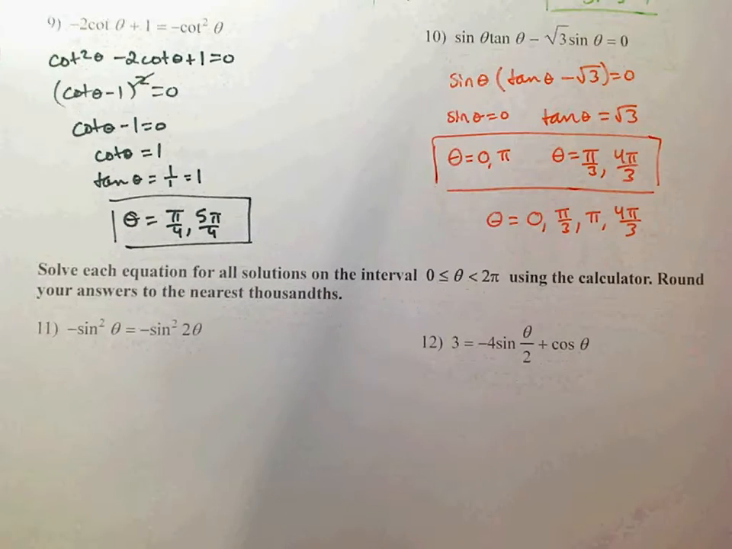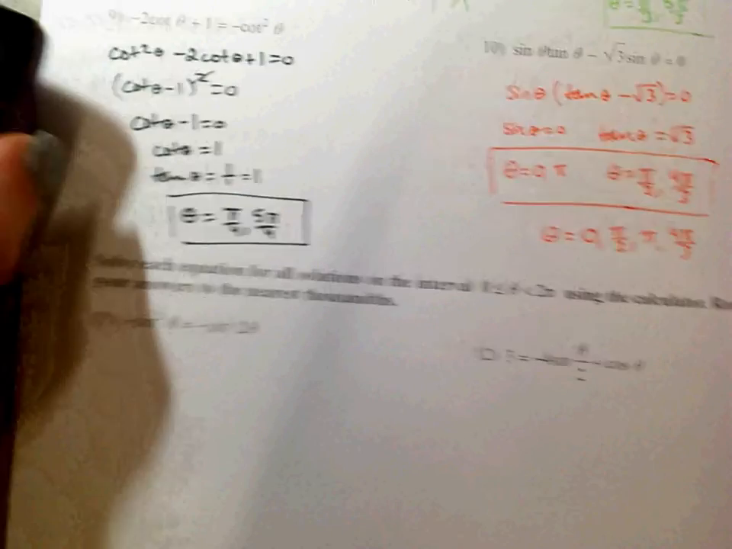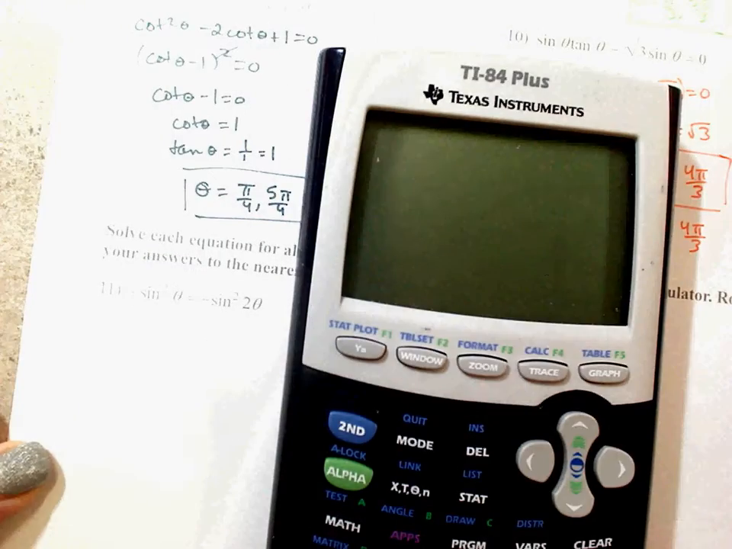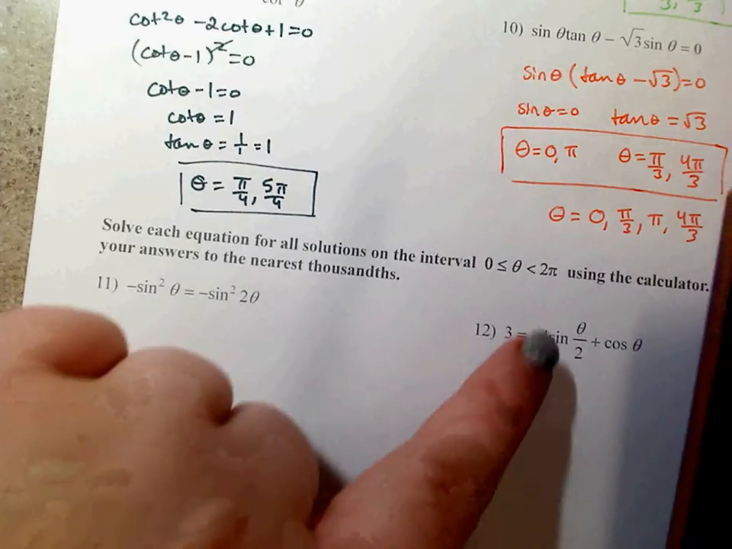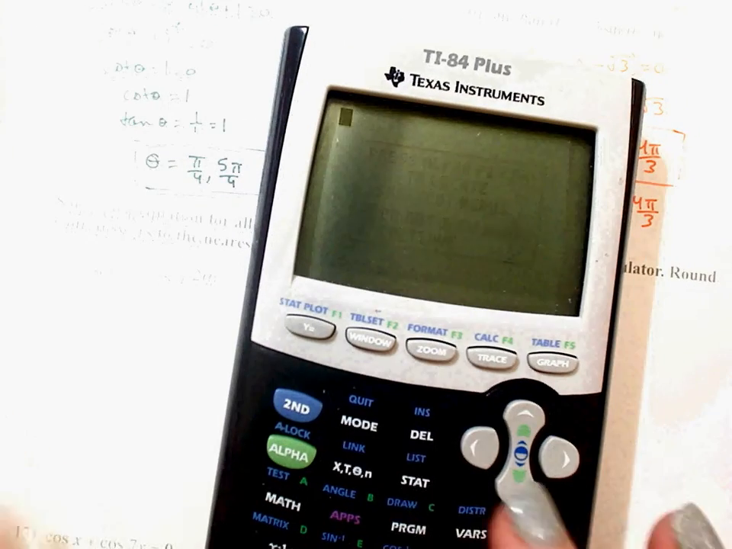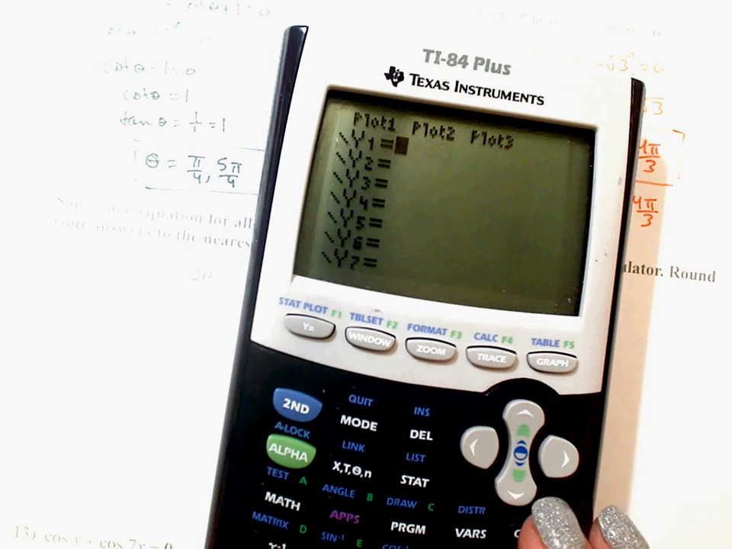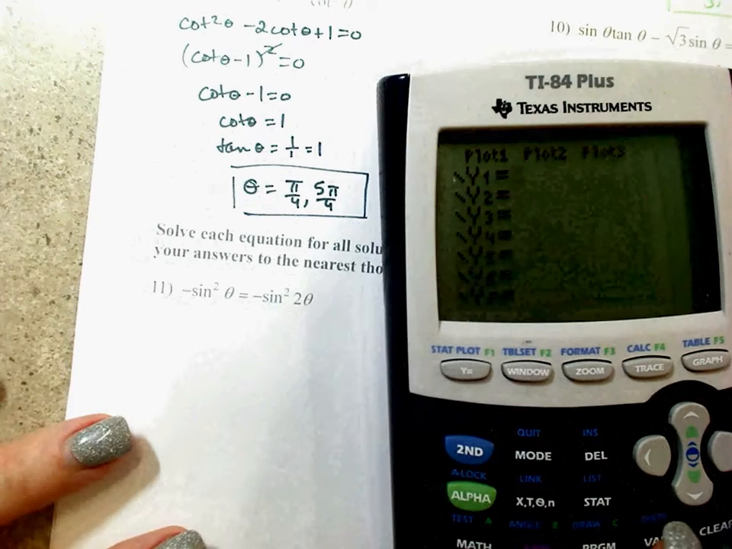Okay. On number 11, I said that you can do these using a calculator. So I would expect you to, first off, if I'm asking you to find the answers from 0 to 2 pi, make sure you're in radian mode. So I'm in radian. Y equals, I'm going to show you a couple different ways to do this, okay?